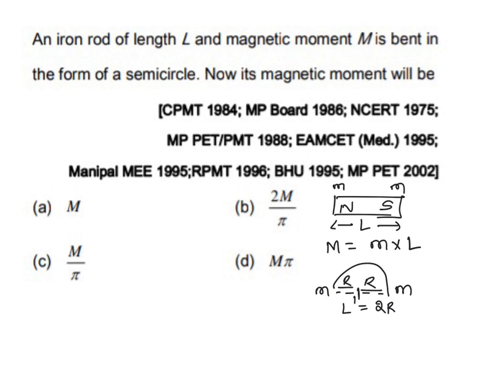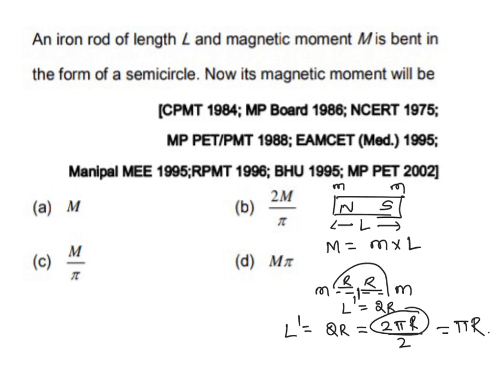As it is a semicircle, I can say that L dash must be equal to 2r, and the length of the magnet L must be equal to 2 pi r divided by 2, because it's a semicircle, the circumference of the circle is 2 pi r. As it is a semicircle, that's the reason it is divided by 2, that is equal to pi into r. Is it correct? So this is what we have to remember while solving this problem. This is very much important here.